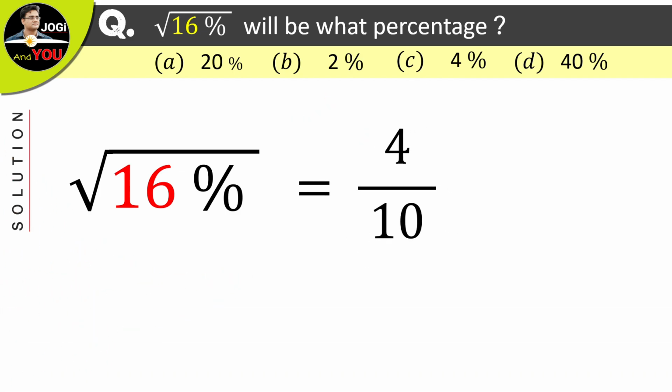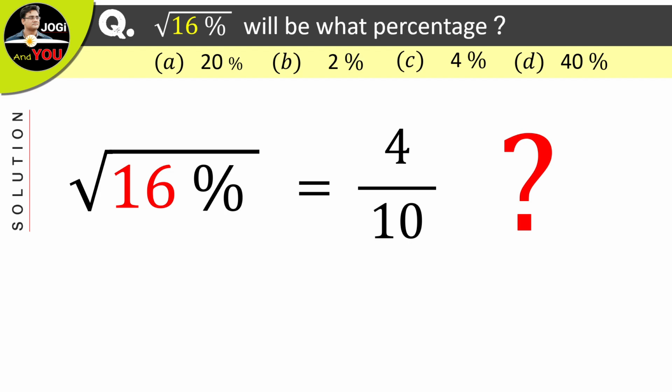Now we will pay attention to the numerator and denominator. So what is 4 over 10? Is this a percentage? No. But previously in the question we were told to give the solution in percentage. So what to do now?